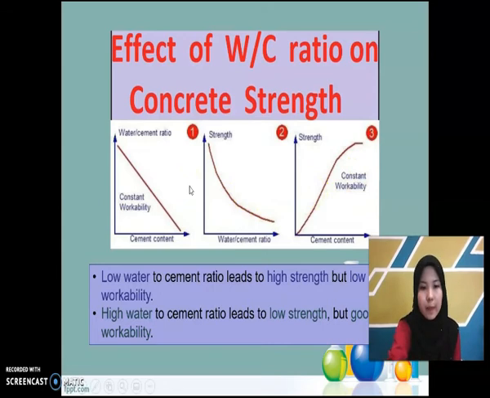Okay. The conclusion is here. Low water to cement ratio leads to high strength but low workability. High water to cement ratio leads to low strength but good workability.